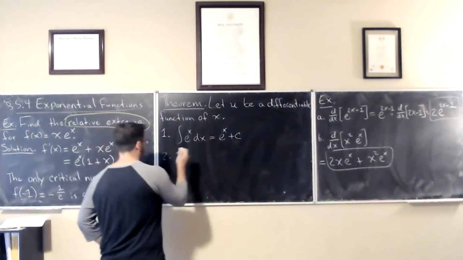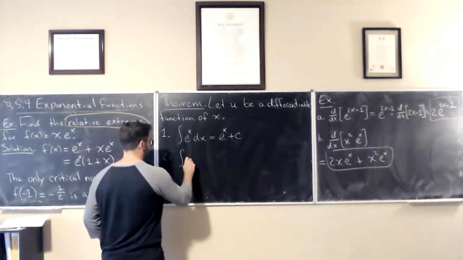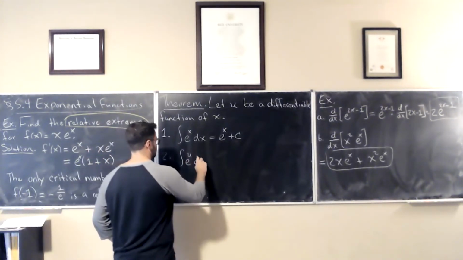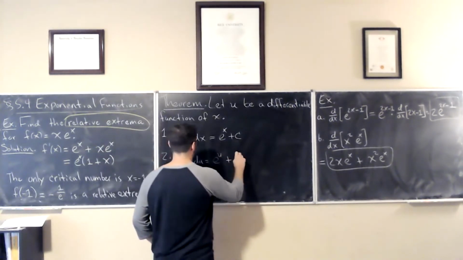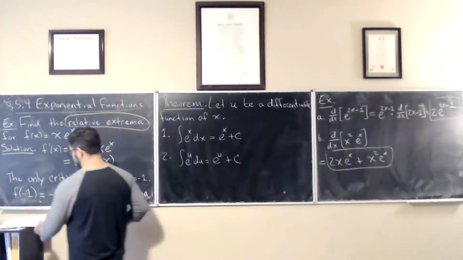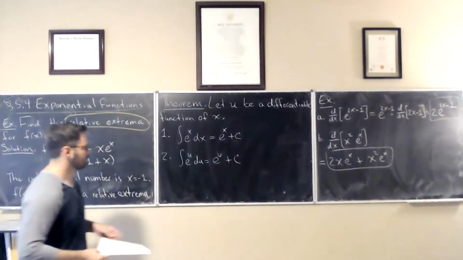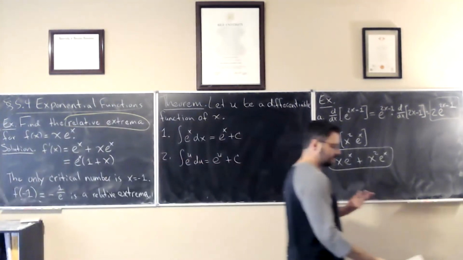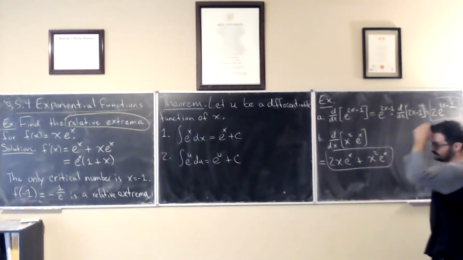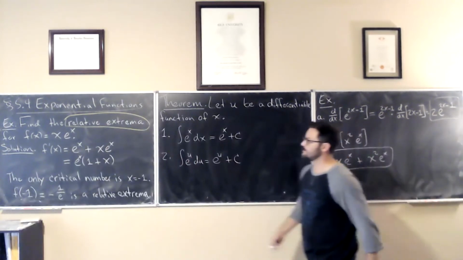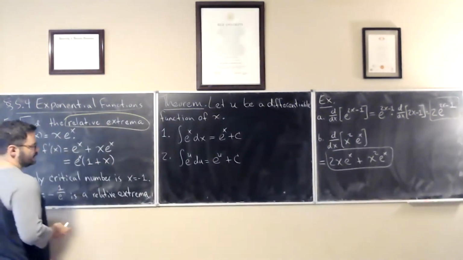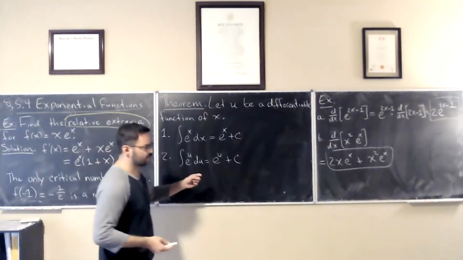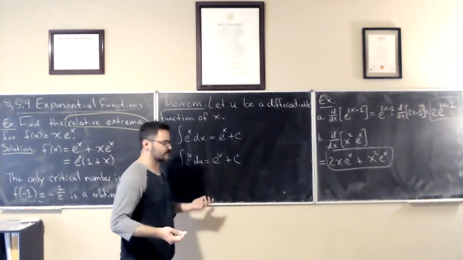Okay. And then, of course, the integral of e to the u du is equal to e to the u plus c. If you can take a natural exponential function and write it in terms of u, then you can integrate it just like normal.